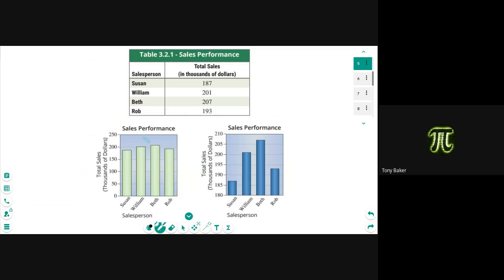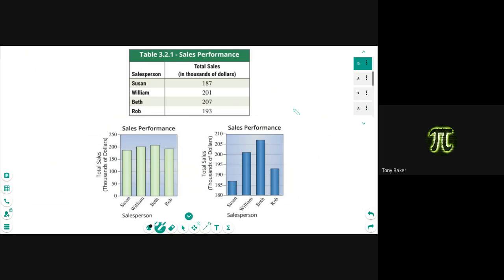This bar chart on the left starts off at 0 and goes up to 250, which is the standard thing. This bar chart starts at 180. So if you look at the one on the left, they're all pretty similar. They're not that far off. If you look at the one on the right, Susan's doing a lot worse than everybody else.